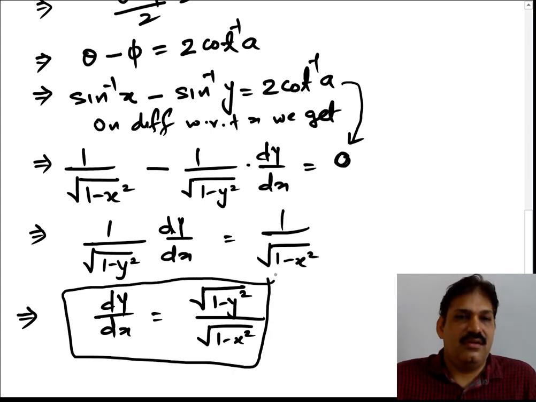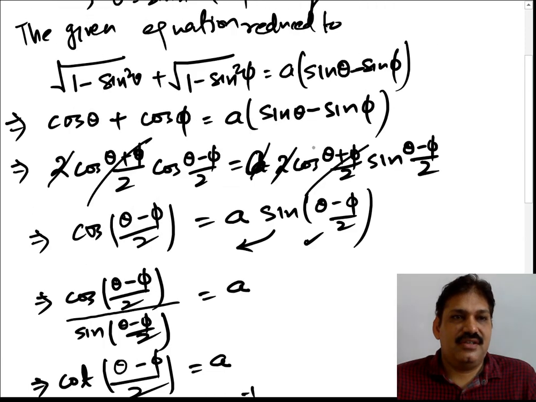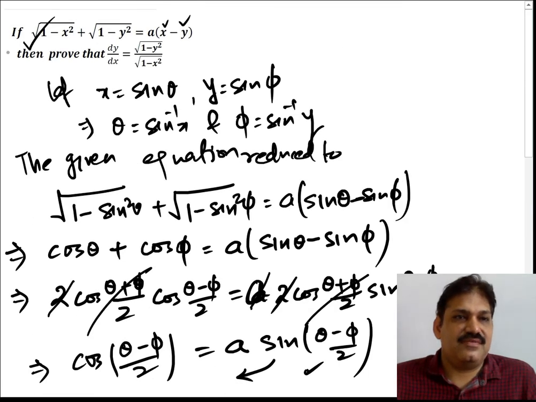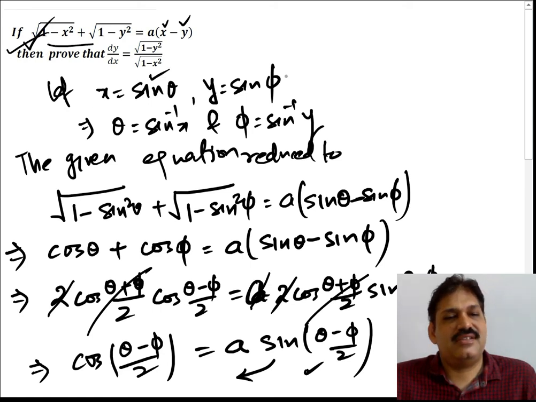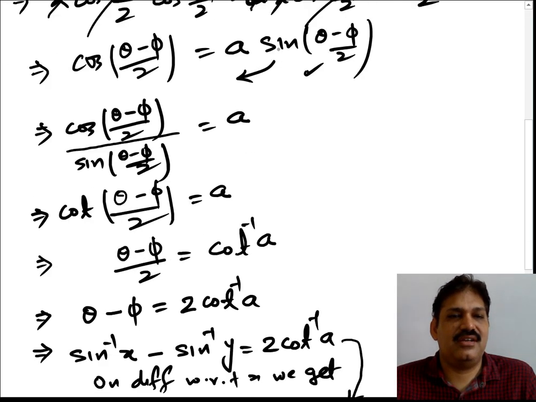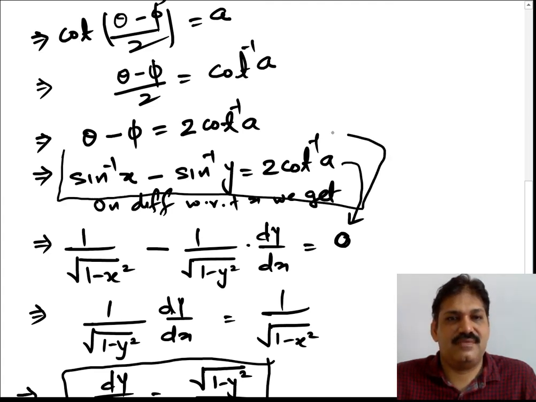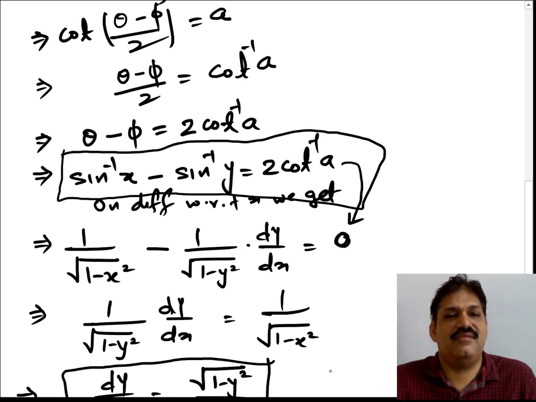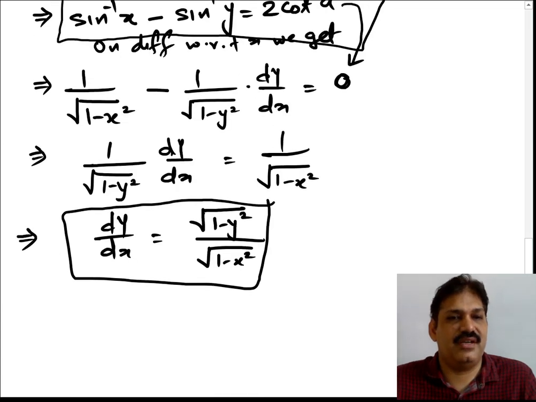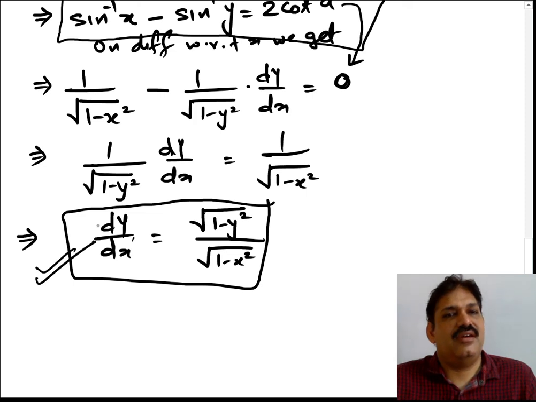Simply, this is an implicit function in which we cannot express x in terms of y or y in terms of x. What we did is we made a trigonometric substitution, x as sine theta and y as sine phi, that simplified the expression and that gave us sine inverse x plus sine inverse y is a constant. On differentiating, we just get the result dy by dx is equal to under root of 1 minus y square upon under root of 1 minus x square.